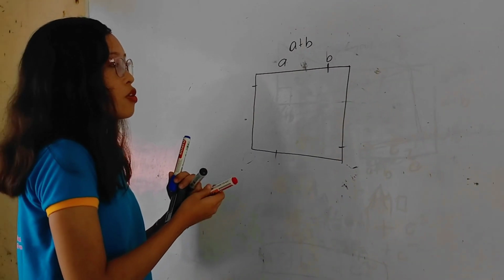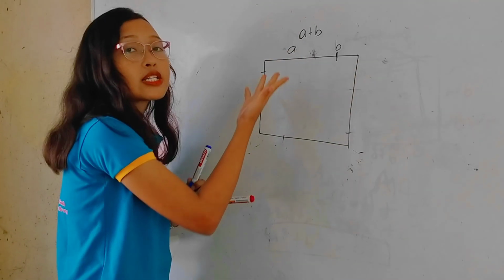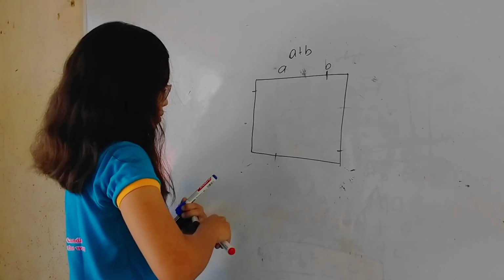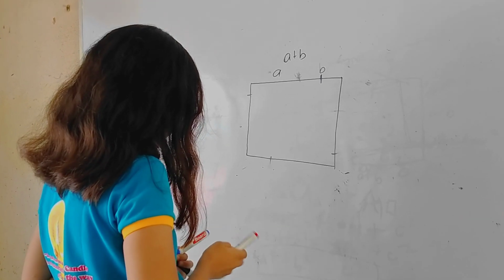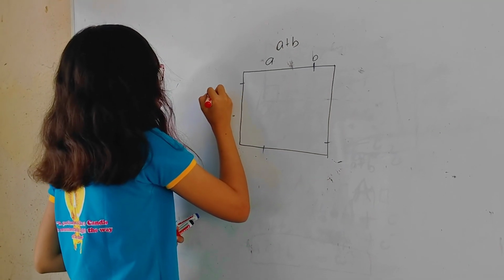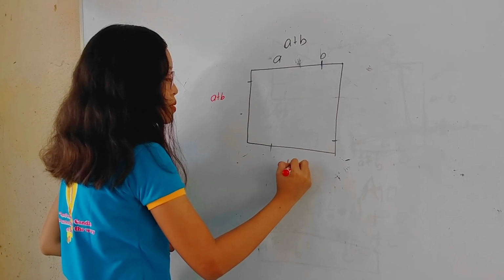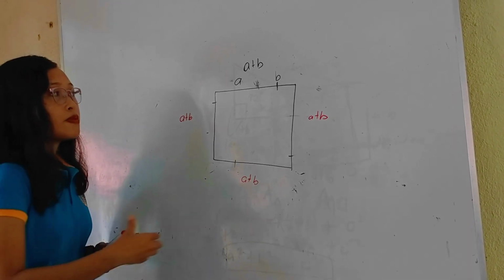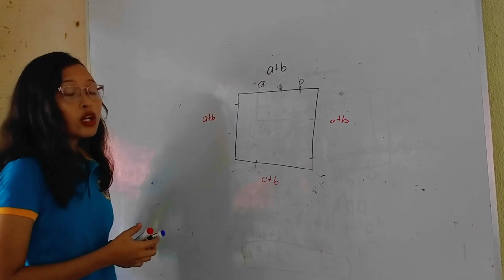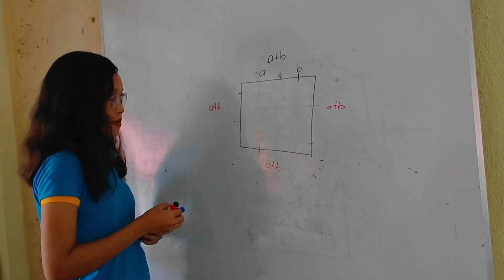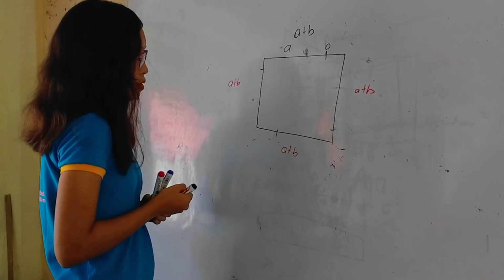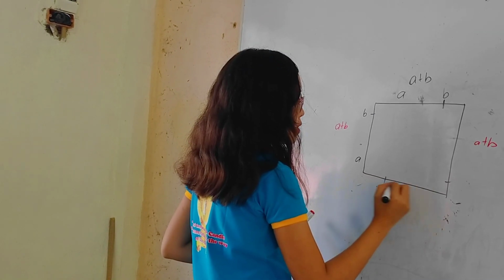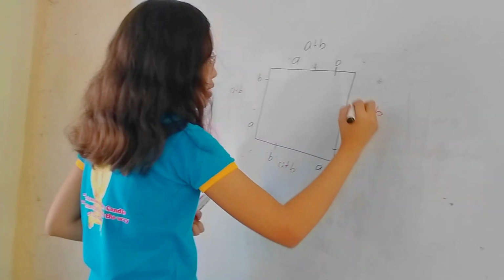We'll mark all of these sides as A plus B. Since we're forming a square, they must have the same measurement. So we'll put here A plus B, A plus B, and A plus B. So these are the measurements, the same as the one side here. Now we'll continue to mark the sides. So we put here B, A, B, A, B, and A.